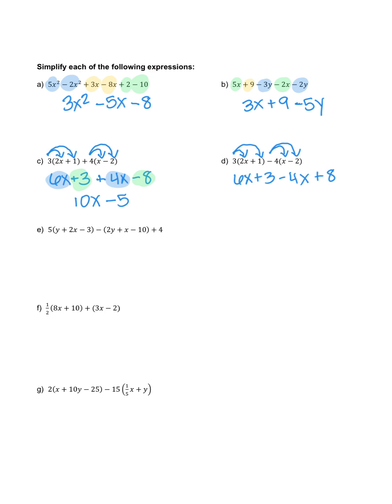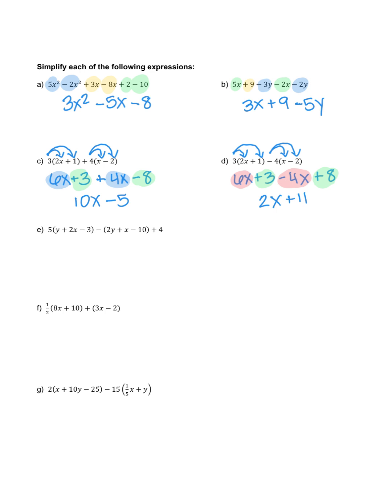Let's combine like terms. And we have our 6x and -4x. And then we have our +3 and +8. Let's go ahead and combine like terms. 6x minus 4x leaves us with 2x. +3 plus 8 is +11.